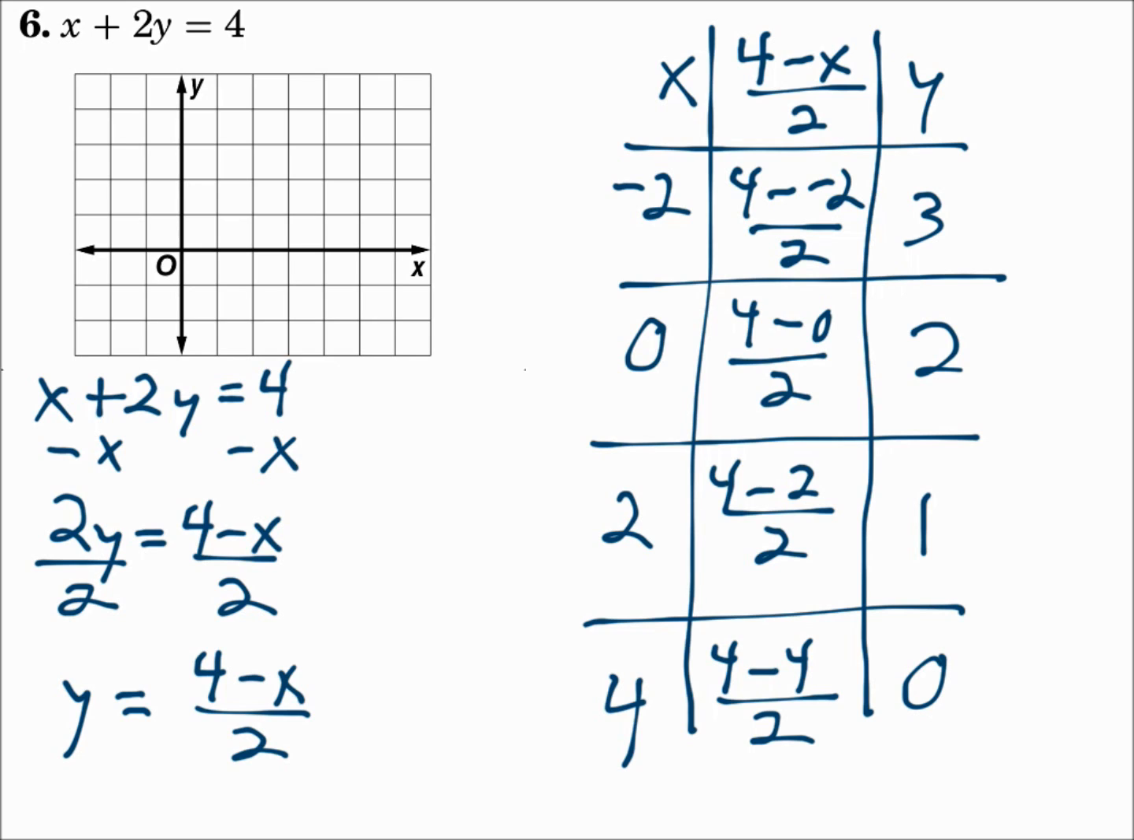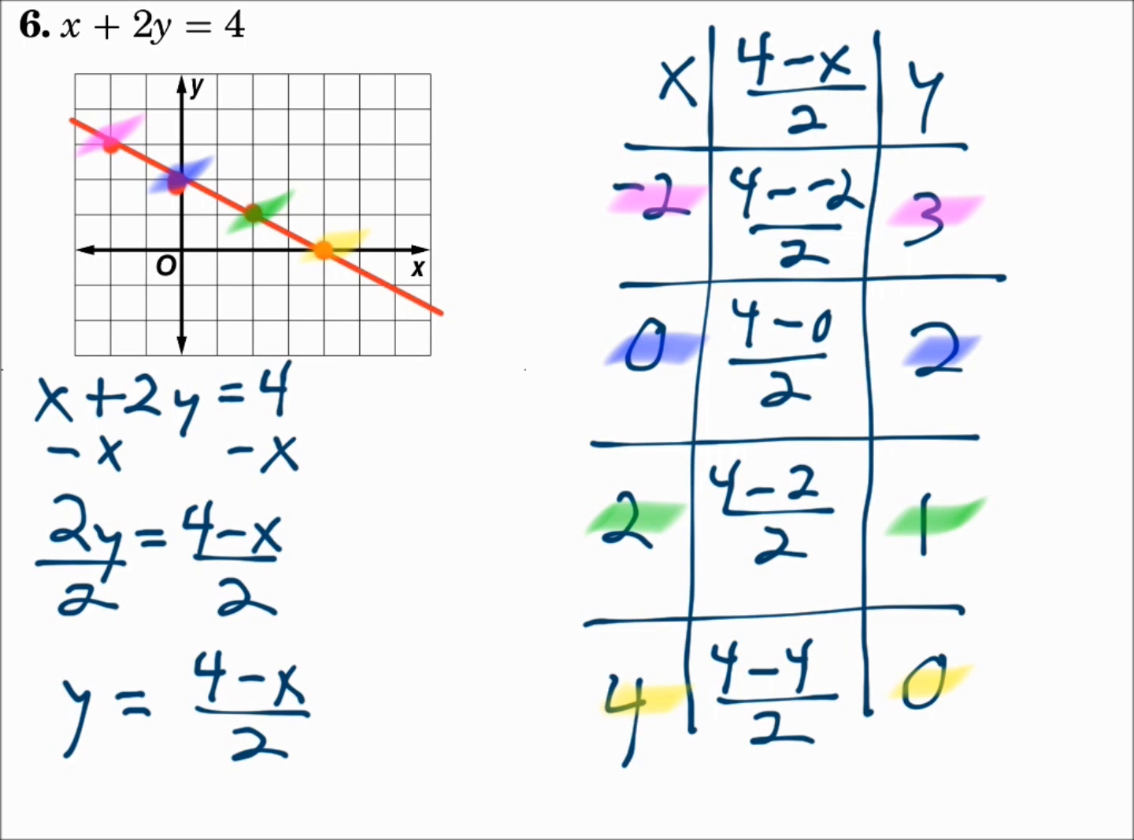The top row is negative 2 comma 3. The next row is 0 comma 2, then 2 comma 1, and then 4 comma 0. Now I've got those points and I can connect the dots, and you've got your line. And again, those points came from negative 2 comma 3 is there, 0 comma 2 is there, 2 comma 1 is there, and 4 comma 0 is there.